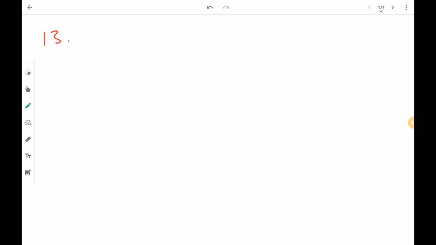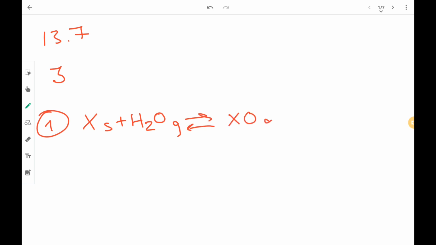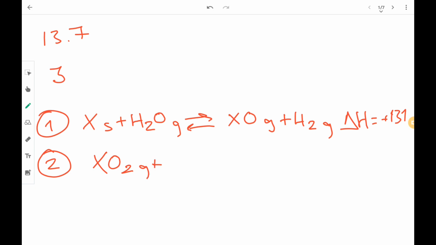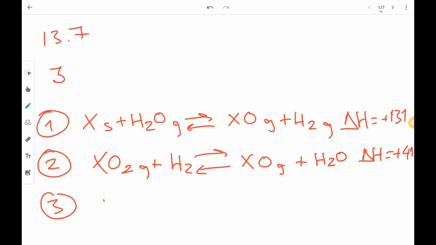Okay, so for section 13.7, basic question 3, you have 3 reactions. Reaction 1 is X solid with H2O gas will give you XO, also gas, with H2. Then the delta H is plus 131. For reaction 2, you have XO2 with H2. It will give you XO with H2O. Delta H for this one is plus 41. For number 3, you have 2 XO, which will give you X and XO2.